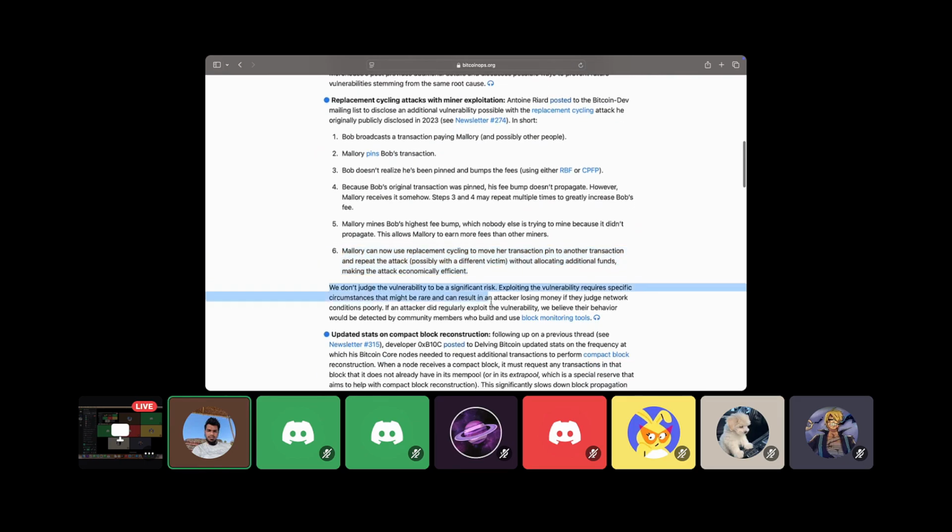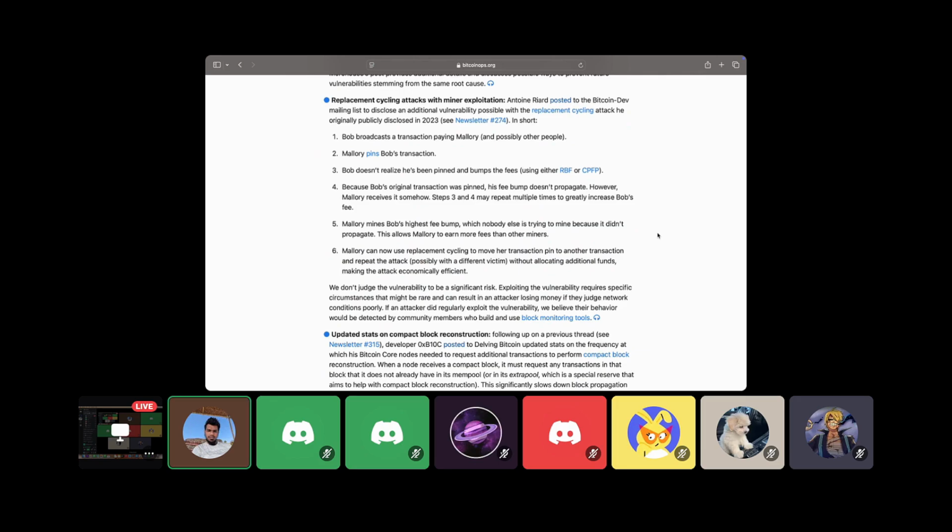We don't judge the vulnerability to be a significant risk. Exploiting the vulnerability requires specific circumstances that might be rare and can result in an attacker losing money if they judge network conditions poorly. If an attacker did regularly exploit the vulnerability, we believe their behavior would be detected by community members who build and use block monitoring tools.